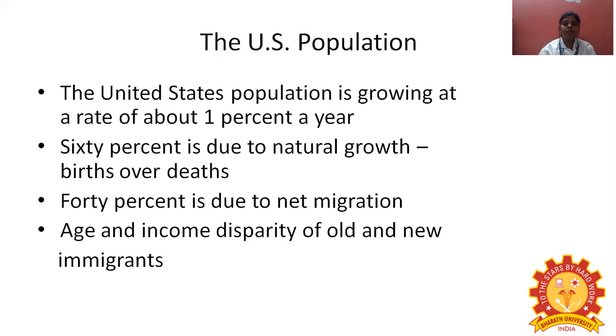Next, the US population. The United States population is growing at a rate of about 1% a year. 60% is due to natural growth, births over deaths. 40% is due to net migration. Age and income disparity of old and new immigrants.